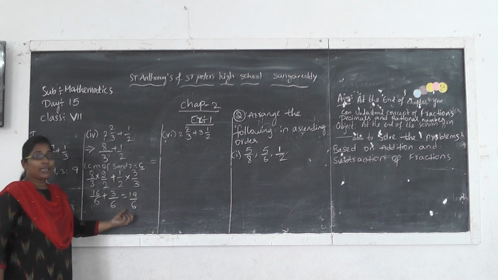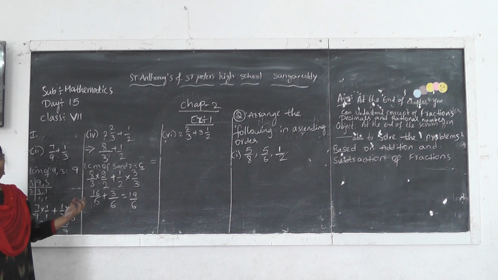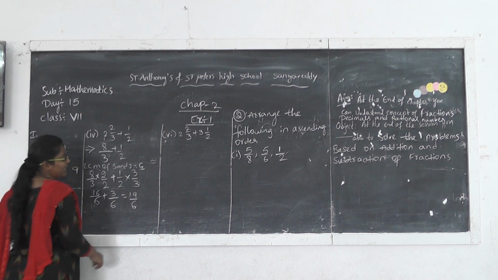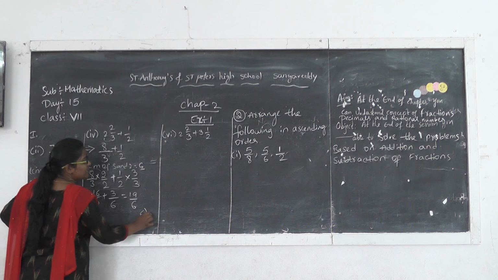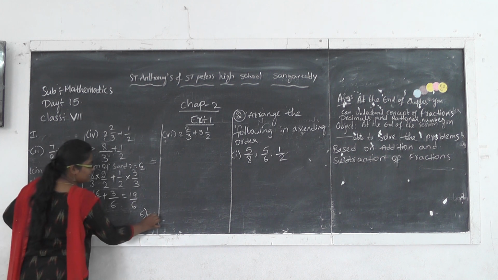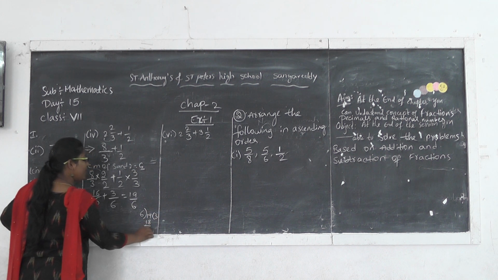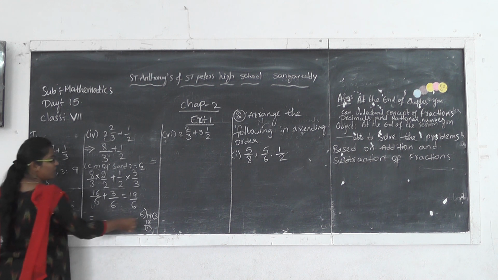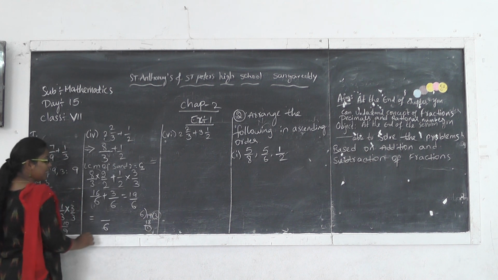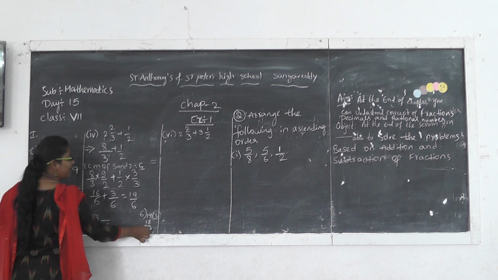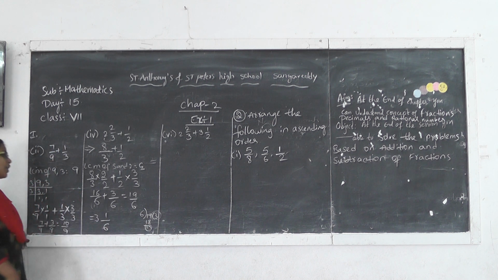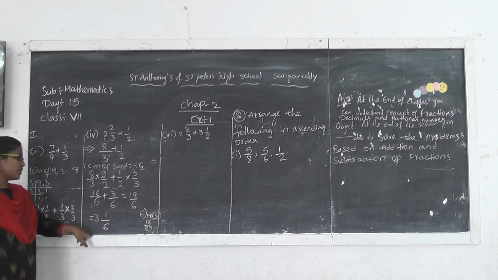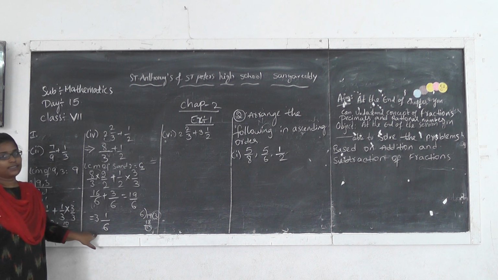If it is an improper fraction, we have to convert this improper fraction into a mixed fraction. Already I explained how: we have to do division. 19 divided by 6. 6 3s are how much? 18. Remainder is 1. The denominator 6 stays the same. The quotient 3 goes in the whole part. The remainder 1 goes in the numerator part. So the answer is 3 1 by 6.